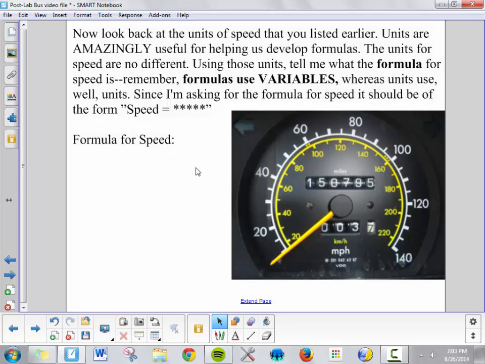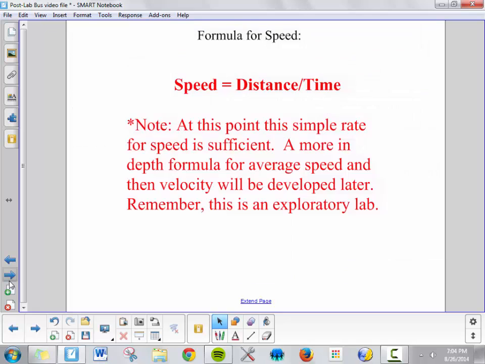So, in the next part, we wanted you to write the formula for speed. In this case, we were looking for you to write the word speed equals and then your mathematical equation, using, in this case, variables. Okay, so for your variables, what variables did you measure and how mathematically did you apply those variables? Really what we were looking for here, guys, was speed is equal to distance over time.